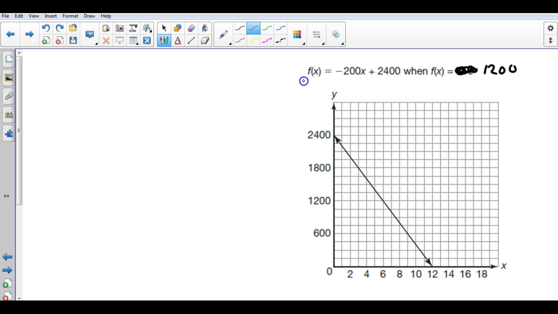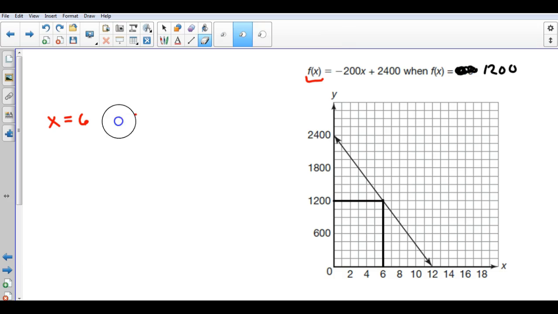So notice I'm giving you the f of x part as being 1200. So what I want to do is go to where 1200 is on my y-axis, and we're going to trace all the way over to where we find our function. Notice I get a nice pretty intersection here. I'm going to trace that down, and at 6 we are at 1200. So what I'm going to do is say when x equals 6, y equals, or I'm going to say f of x.